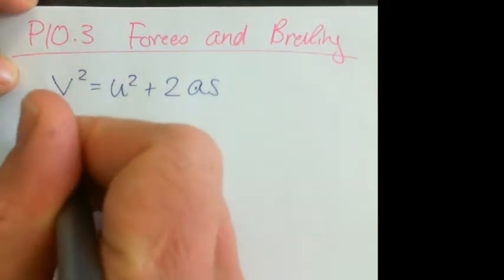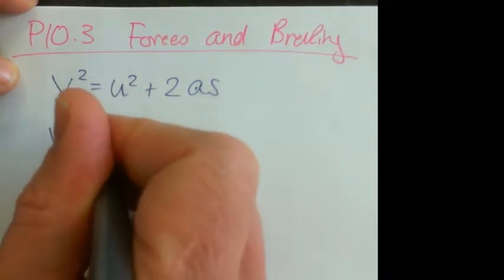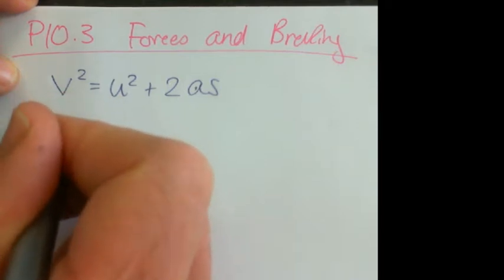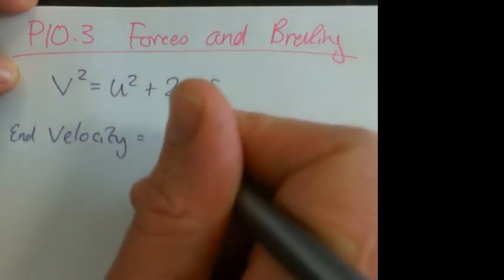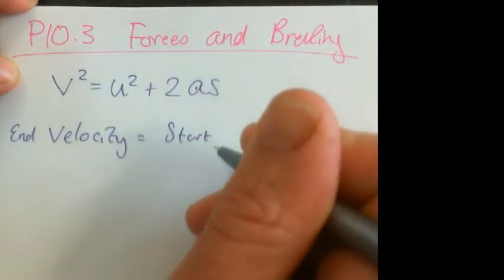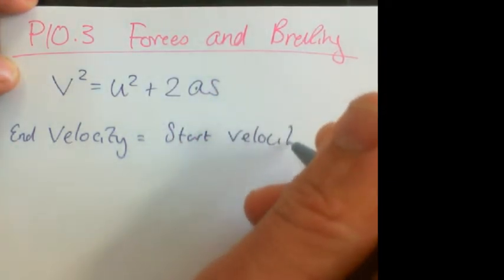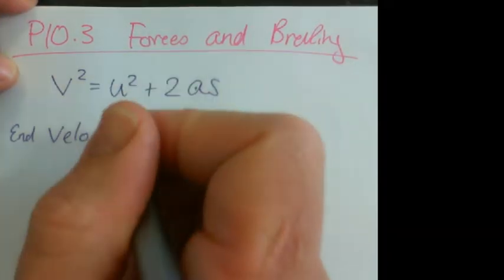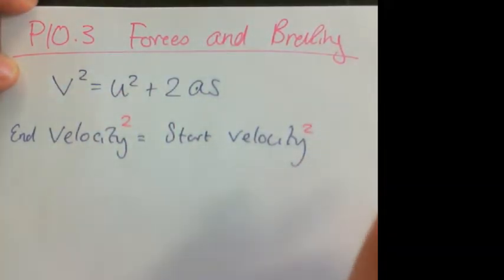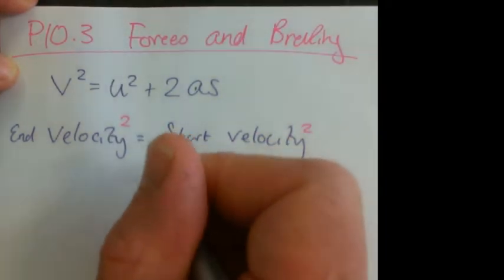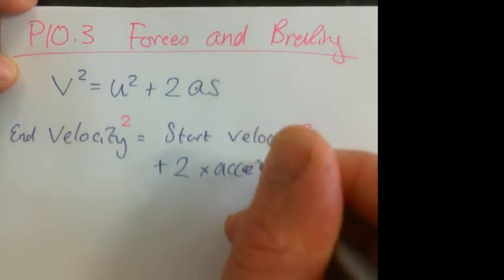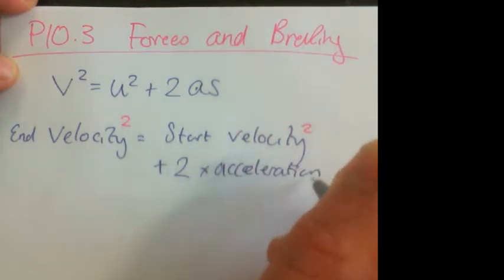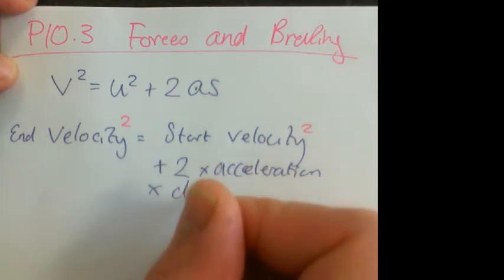And what that means is that the velocity, and v means end velocity, equals start velocity. Don't forget to square these two. Plus 2 times the acceleration times distance.